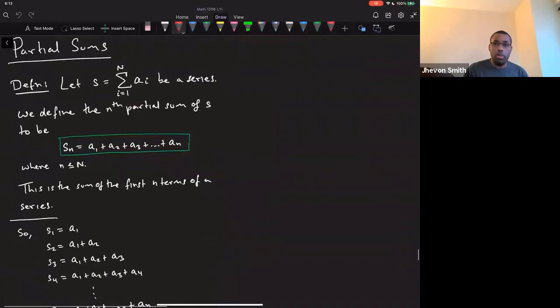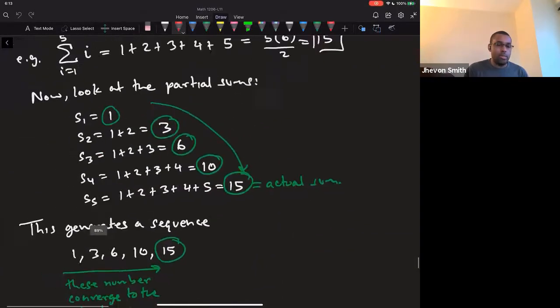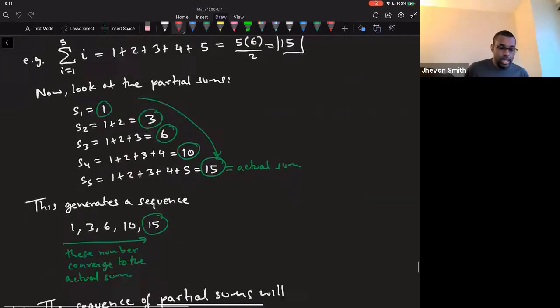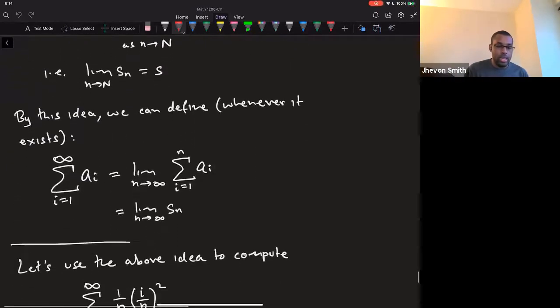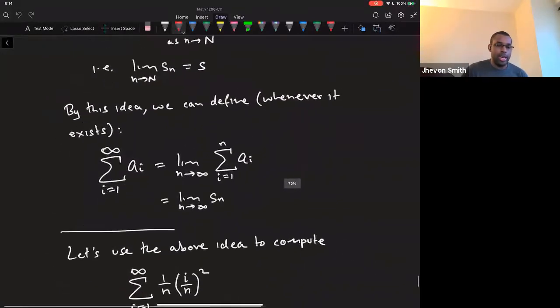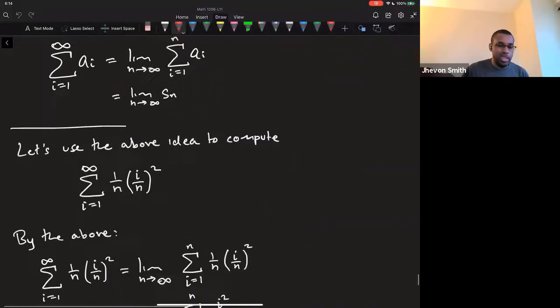We also spoke about partial sums, the sum of the first n terms, which we call S sub n. And we also saw that the S sub n's actually get closer and closer towards the entire answer. And this gave us a way to define the infinite sum. So an infinite sum, by definition, is just the limit as n approaches infinity of the sequence of partial sums. And that allows us to add up an infinite amount of numbers just by using limits.